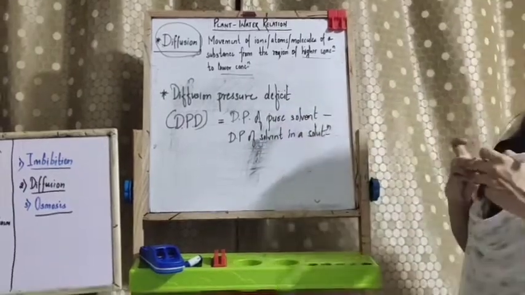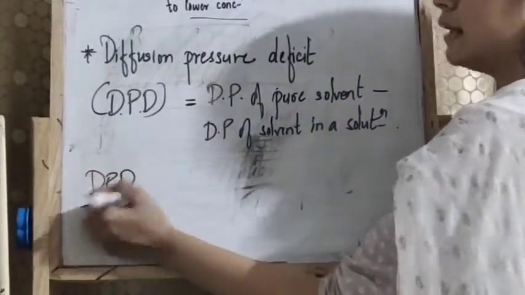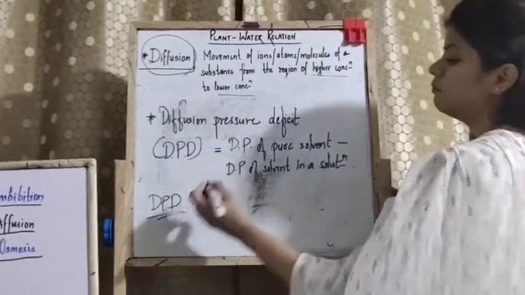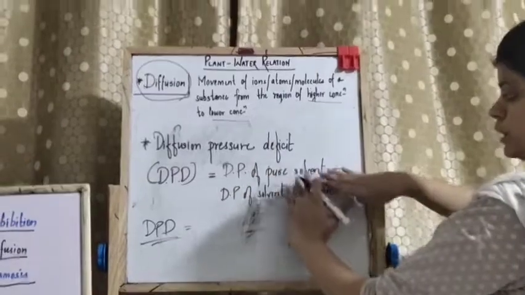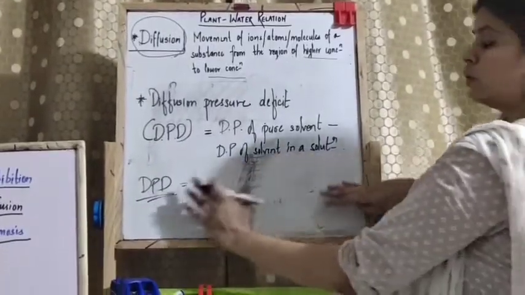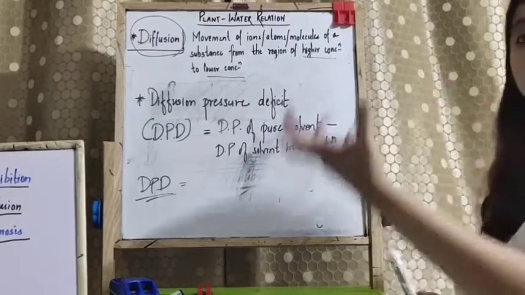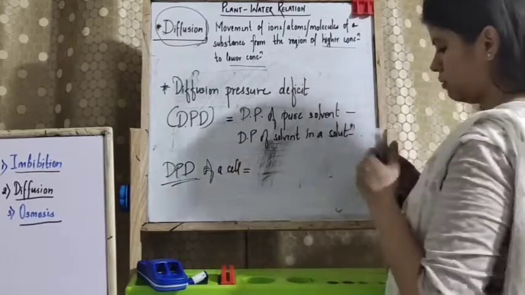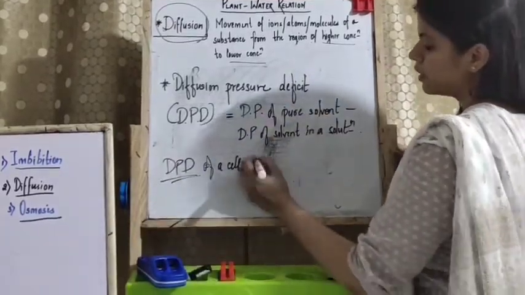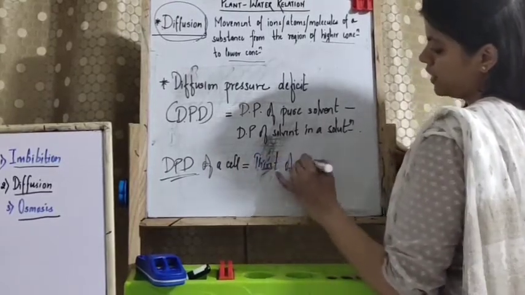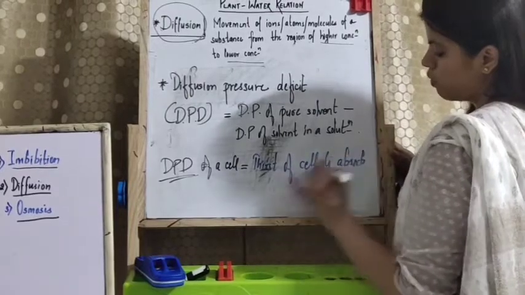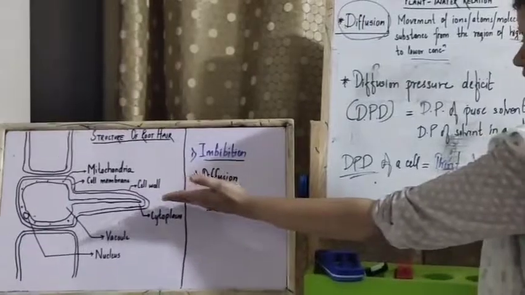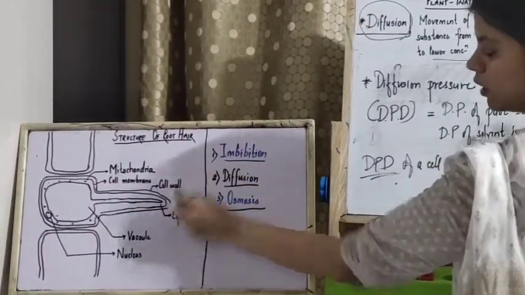Now, what will be the DPD of a cell, for example a root cell? As it is the difference between the diffusion pressure of pure solvent and solvent in a solution, the DPD of a cell is the thirst of the cell to absorb water. Because of this, the diffusion process will occur and the water will enter the cell wall.